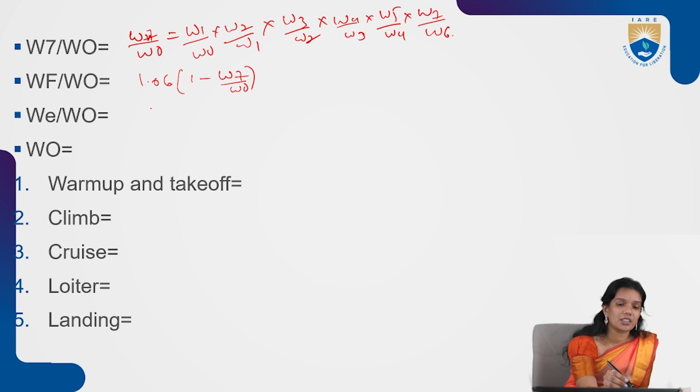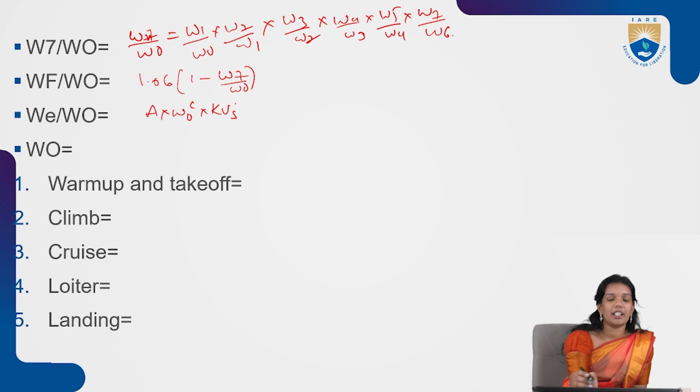The empty weight fraction is A into W0 power C into KVS. A and C are constants that we are going to take from a chart of historical trends. KVS is 1 if it is a fixed sweep; if it is a variable sweep, then the value is different. Then finally we are going to calculate W0, the takeoff weight estimation.